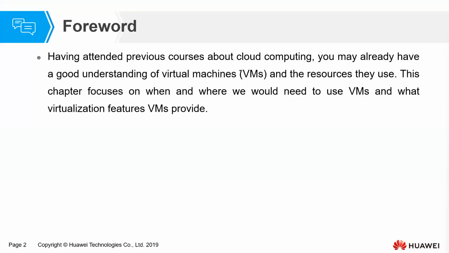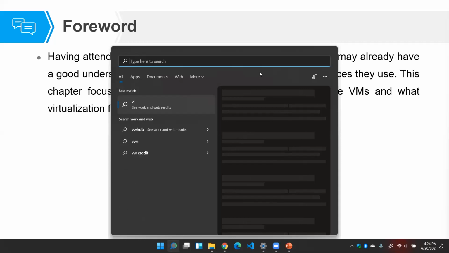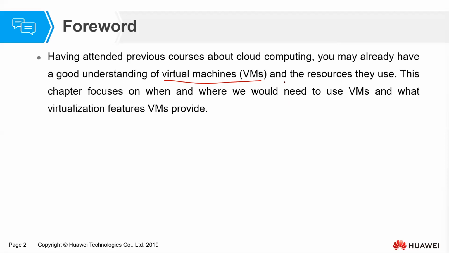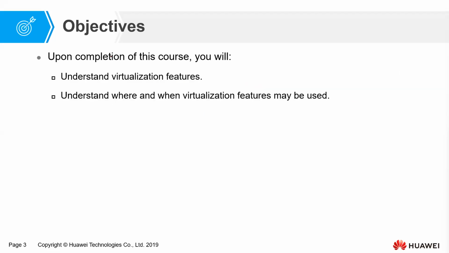Having attended the previous courses about cloud computing, you may already have a good understanding of virtual machines, because previously we created our VMware virtual machine together, and on that virtual machine we installed Ubuntu. We have looked at the resources they use: the compute resources, the network resources, and the storage resources. This chapter focuses on when and where we could need to use virtual machines, and what virtualization features they provide. Upon completion of this course, you'll be able to understand virtualization features, and where and when they may be used.